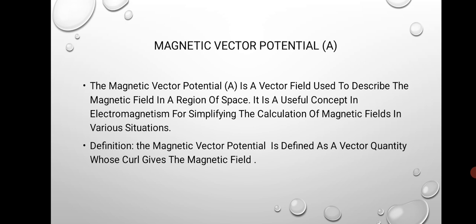The definition of magnetic vector potential: it is defined as a vector quantity whose curl gives the magnetic field. We know the well-known vector identity: del cross del dot A equals 0, where A is an arbitrary vector, that is, the divergence of any curl is 0. Hence we can write the magnetic vector potential as B vector equals del cross A vector.